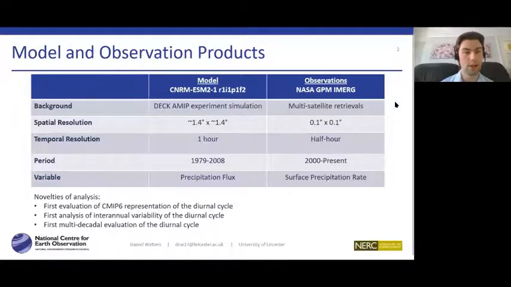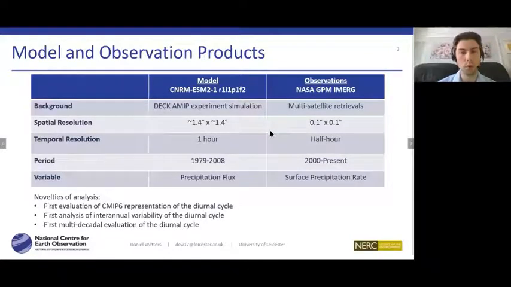So rather than just looking at precipitation and saying, does the model get the same amount as the observations or the reanalyses, what we want to look at is whether the model is able to capture the dynamics of the precipitation as well. So is it able to say that precipitation is happening at a certain time of day like the observations? Is it getting the diurnal fluctuations in precipitation correct as well?